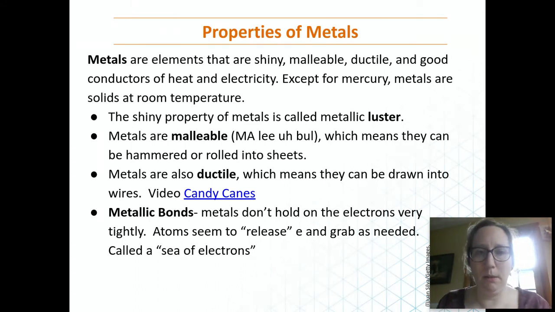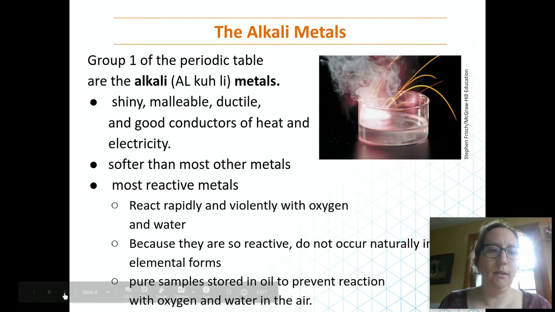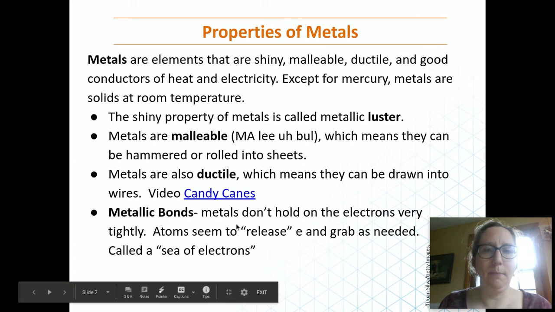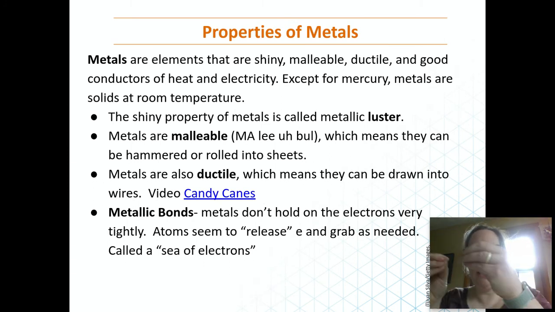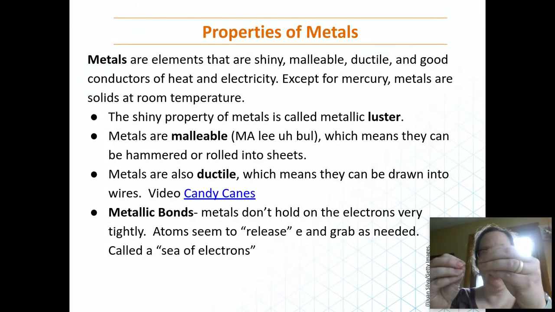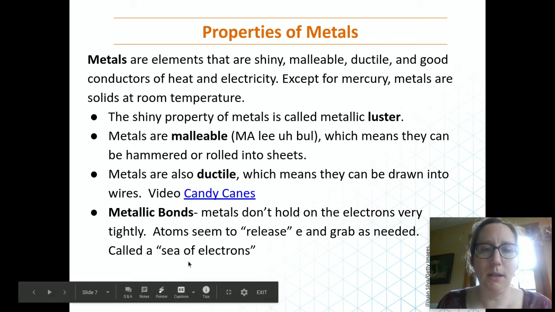Okay, that's malleable. Metals are also something called ductile, and I have included an amazing video for you about candy canes, because candy canes are ductile as well, and it's much more exciting than watching them make wire. So basically, if I take a hunk of metal, like iron, out of the ground, and I pull both ends of it, it will pull into a wire. And that's how candy canes work as well. And then they form something magical called a metallic bond.